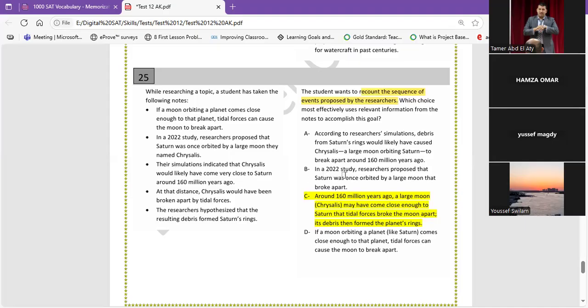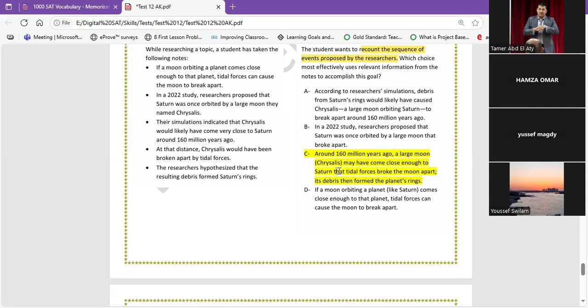In a 2022 study, researchers proposed that Saturn was once orbited by a large moon that broke apart. Again, where is the sequence? Nothing. Around 160 million years ago. The sequence now. Look, a large moon, Chrysalis, may have come close enough to Saturn that tidal forces broke the moon apart. Its debris then formed the planet's rings. Yes, there is a sequence. There is time order. D. If a moon orbiting a planet like Saturn comes close enough to the planet, tidal forces can cause the moon to break apart.